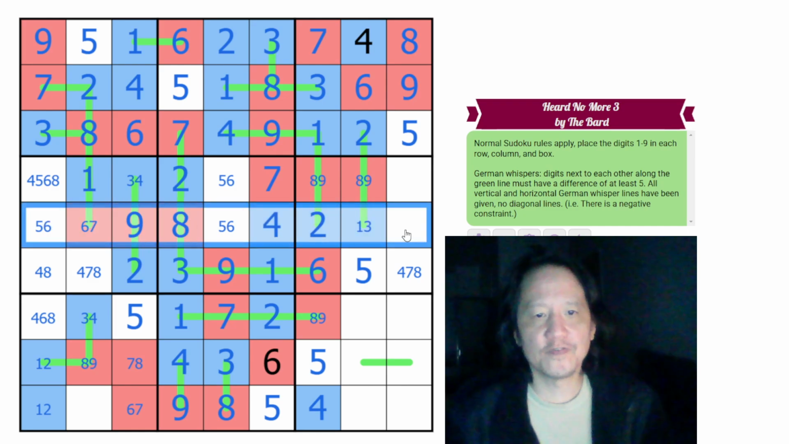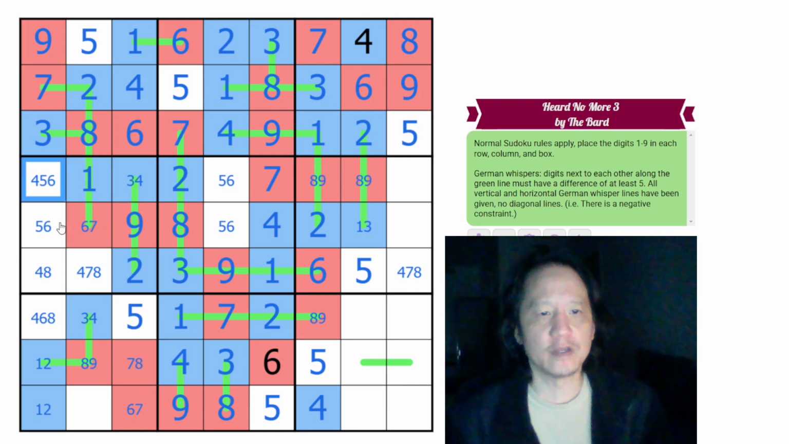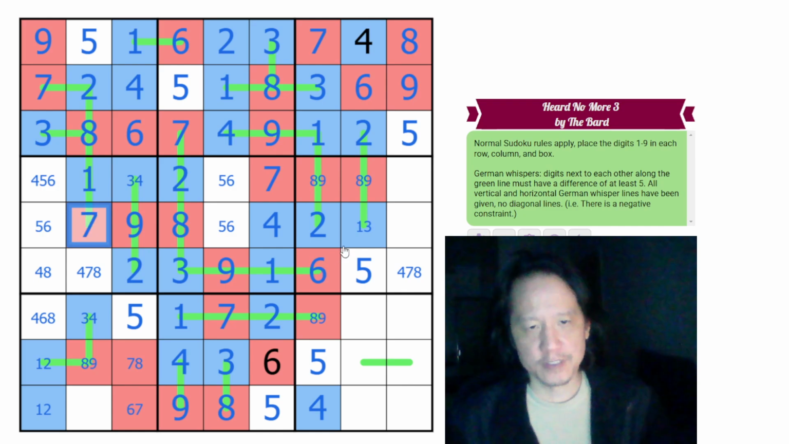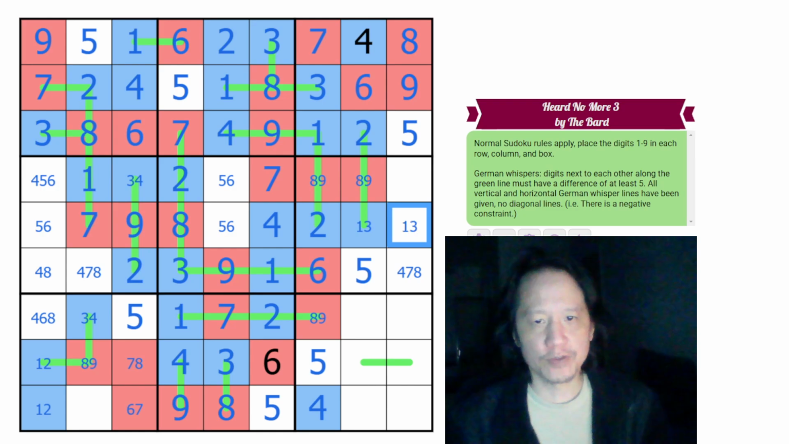Now we have a 5, 6, 5, 6 pair. This can't be 8. A 5, 6, 5, 6 pair in row 5, which eliminates 5 and 6 from the rest of the row. Therefore, this is a 7. And this has to be a 1 or 3. So this is a low.